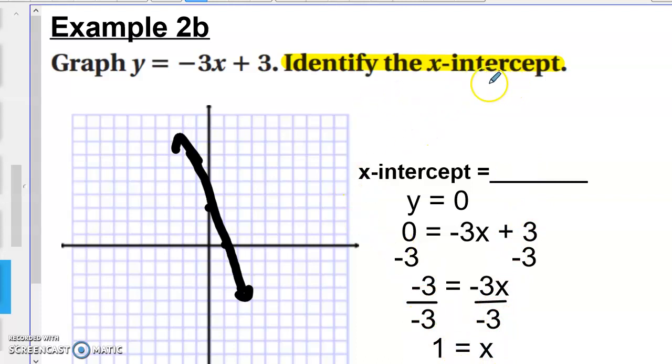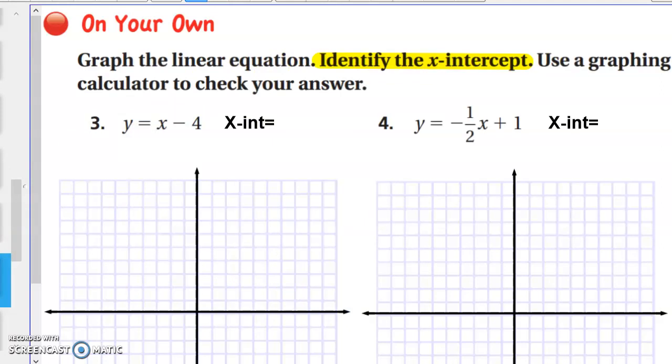So again, finding the x-intercept isn't the most important part, but knowing how to graph this equation using the slope and the y-intercept, that's a little bit more important. Okay, pause the video and do these two on your own, please.